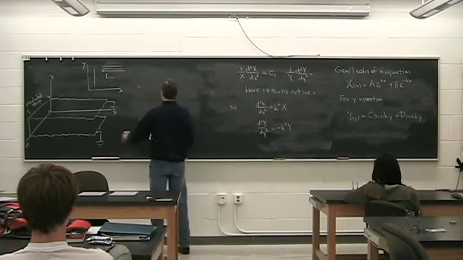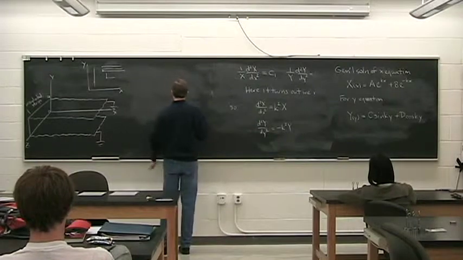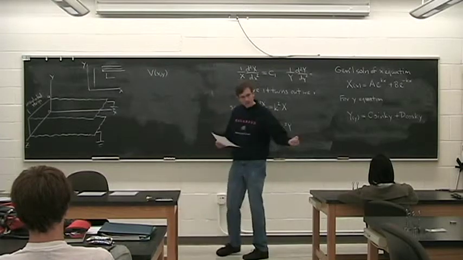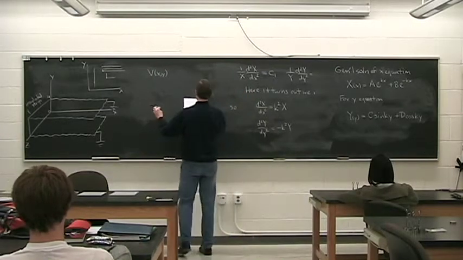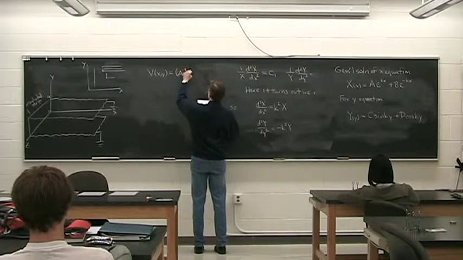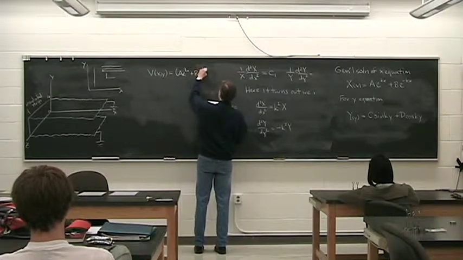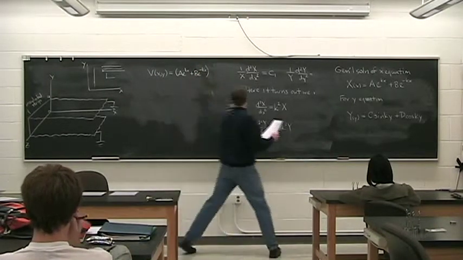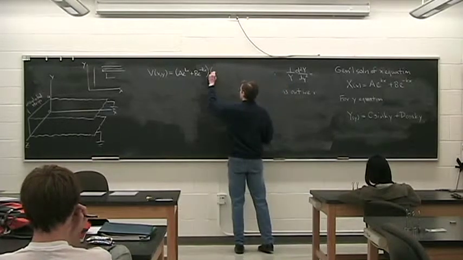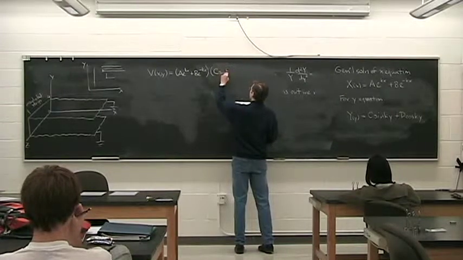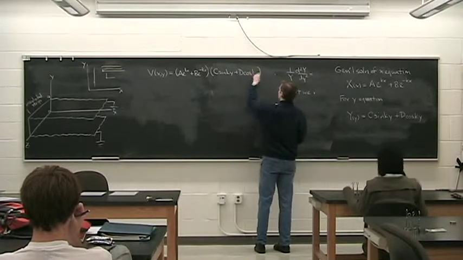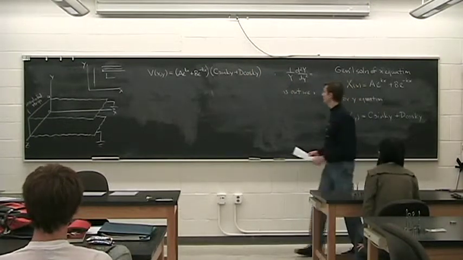Now we've got boundary conditions to satisfy. So we write our V of x,y for our separable solution, I should say, not the general solution, is equal to A e to the kx plus B e to the minus kx, multiplied by C sine ky plus D cosine ky.